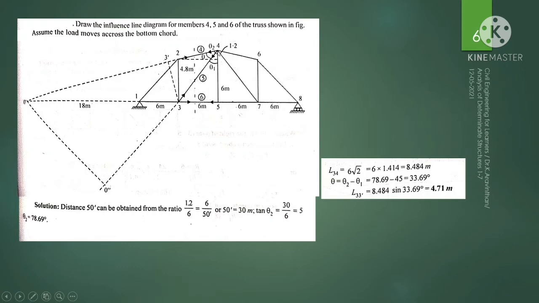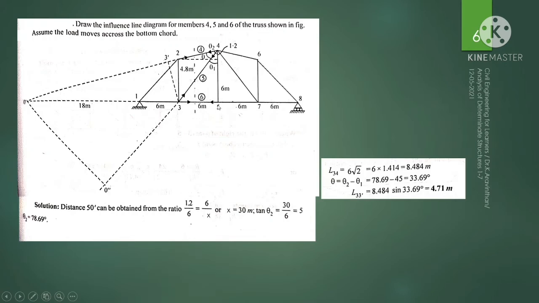We know that this is 1.2 meter distance and this distance is 6 meter. So in order to find the remaining distance, this is a right angle triangle, and the extension of this right angle triangle is the imaginary line. So we know the distance is 1.2 into 6. Similar way we can find for the extended right angle triangle.